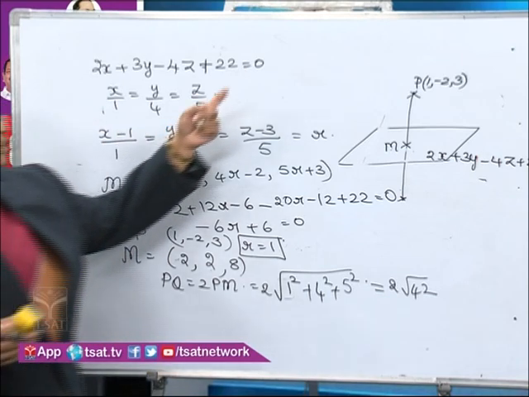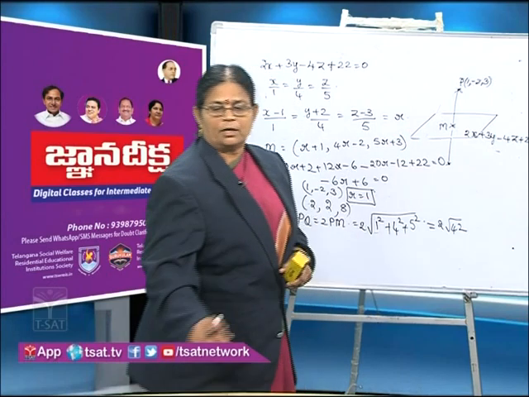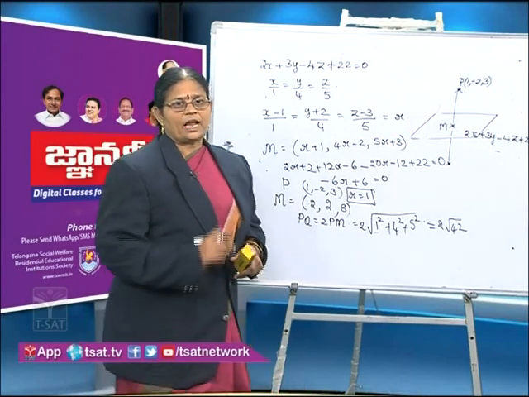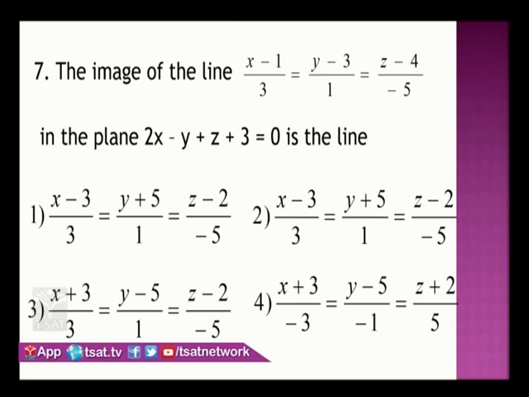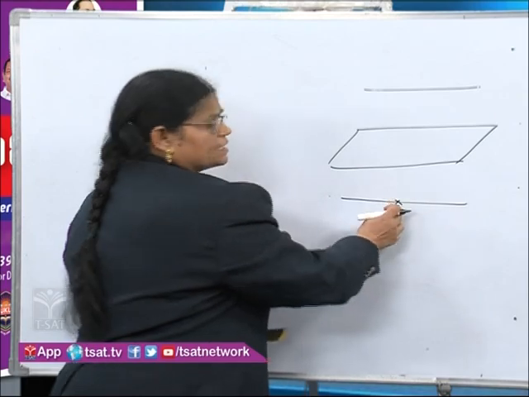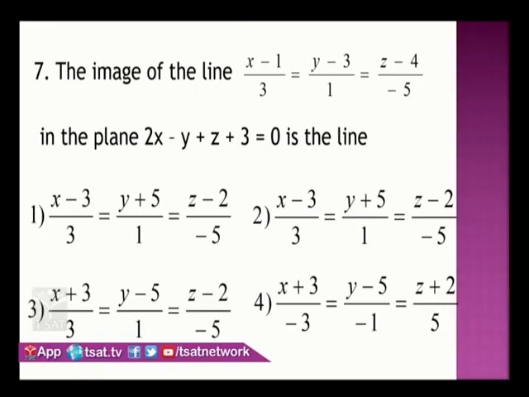Okay. So, this is the image of a point with respect to a plane. Now, if it is the image of a line with respect to a plane, if you are given the line and you want to find the image of the line with respect to the plane, this problem has been asked several times. So, this is your plane, you are having a line here, you want the image of this line with respect to this plane. If you can find any point on this line, it is enough, you can write the equation of this line.